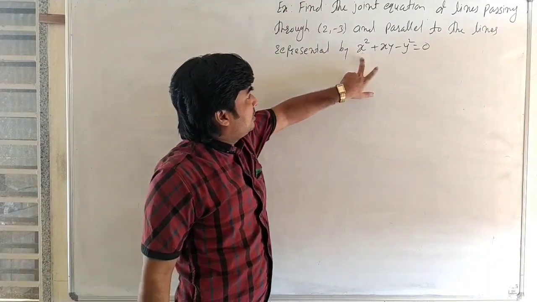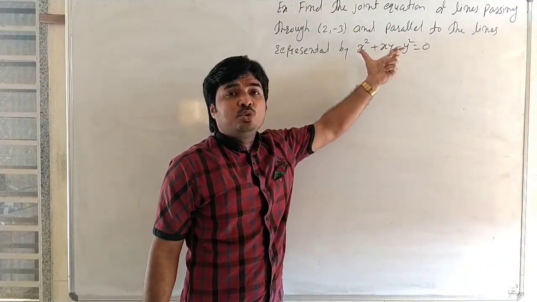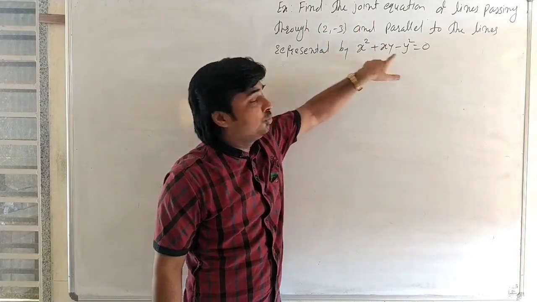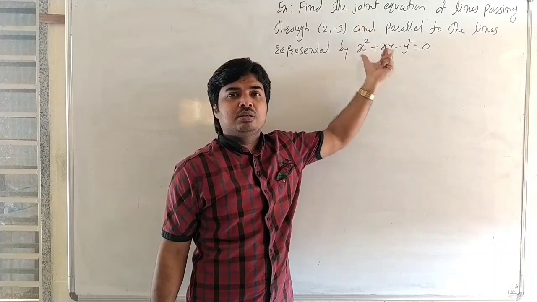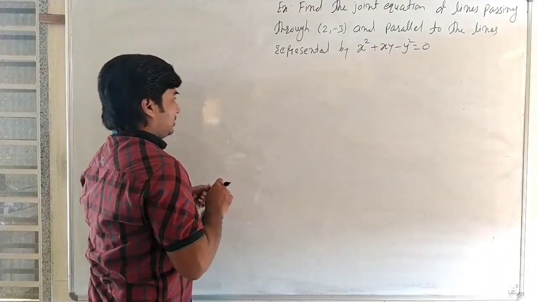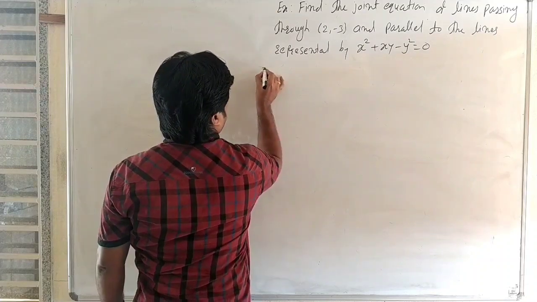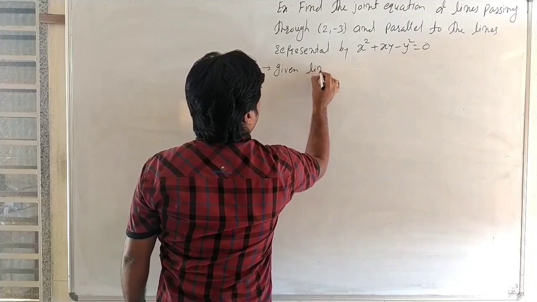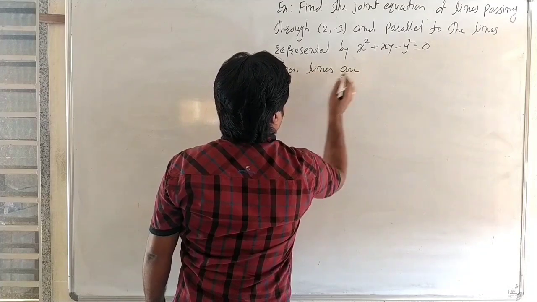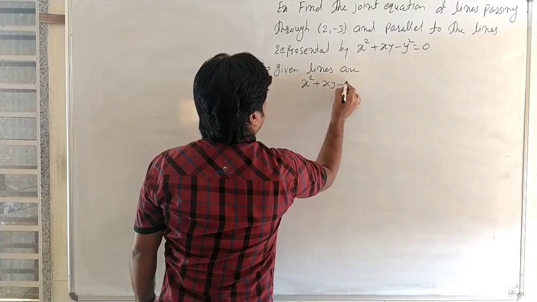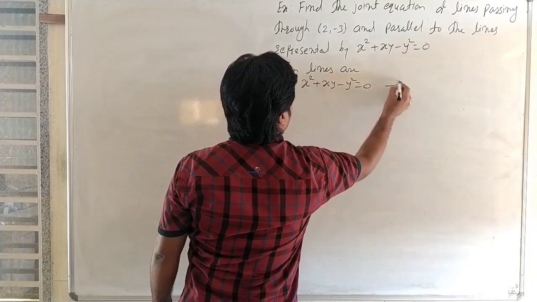Okay. Now, same question. Again here it is a combined equation. Therefore, it represents two lines and the required lines are parallel to these two lines. Therefore, first we have to find the slopes of these two lines. That way, we separate the equations. Here, the given lines are x square plus xy minus y square equal to 0. It is equation number 1.